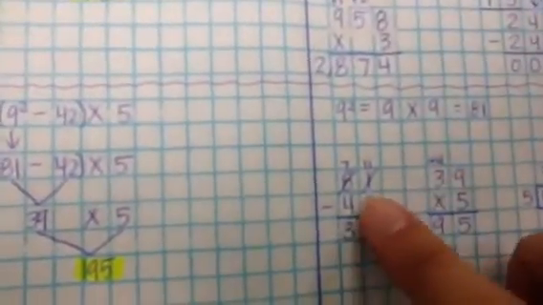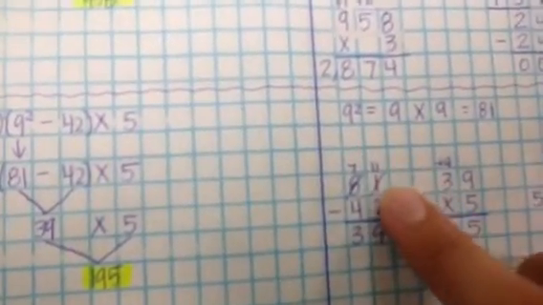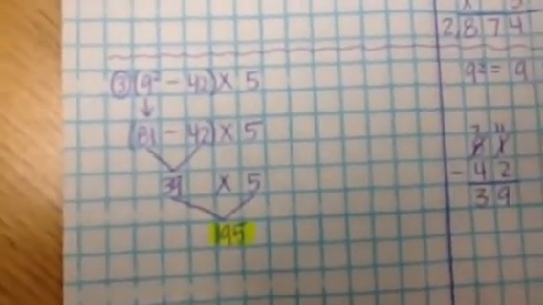We need to borrow from the 8. The 8 becomes a 7. The 1 becomes an 11. 11 minus 2 is 9. 7 minus 4 is 3. So there's that 39 right there.